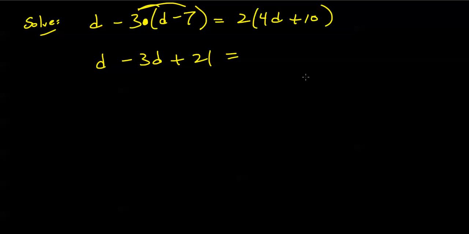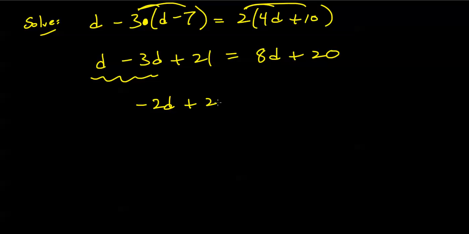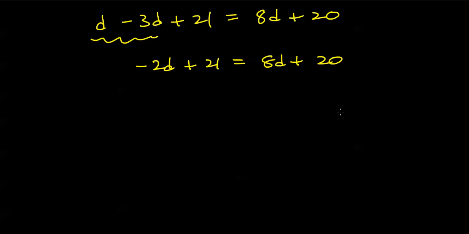On the right-hand side, I'll get 2 times 4d plus 2 times 10. Well, of course, that will result in an 8d plus 20. All right, now I'll crunch together some like terms. d minus 3d is, of course, minus 2d plus 21 on the left. And I've got 8d plus 20 on the right. That can't be simplified any further.